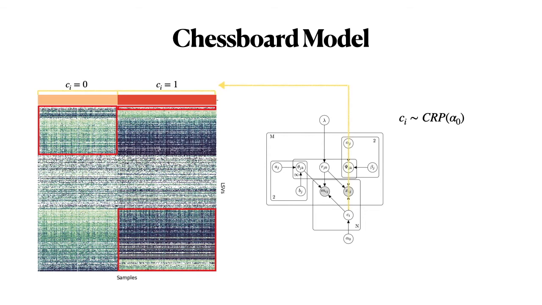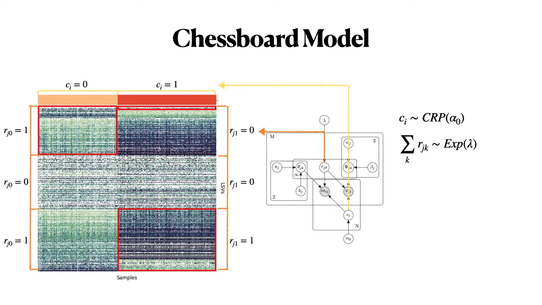The Chessboard algorithm in brief can be explained as follows. It attempts to label each sample or column with a sample group identity, as denoted by indicator C, which follows a CRP distribution, as is the case in all infinite mixture models. Within each sample group, each row is labeled as either 1, indicating a signal, or 0, indicating background, and these labels are regularized using an exponential prior to induce sparsity in the number of tiles.